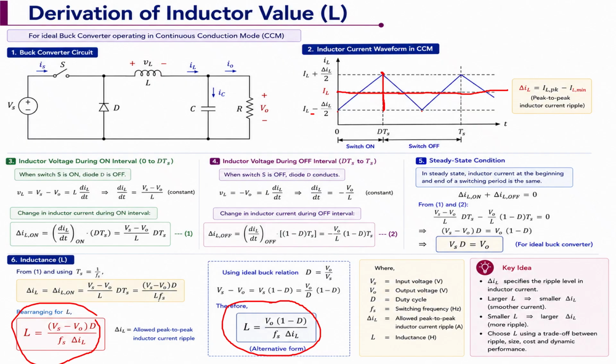So this is one equation, this is the second equation, in another form. Just rearrange it. So either you can use this formula for finding the inductance, or you can use that formula for finding the inductance value. So with this formula, we are able to find the value of inductance for this buck converter.